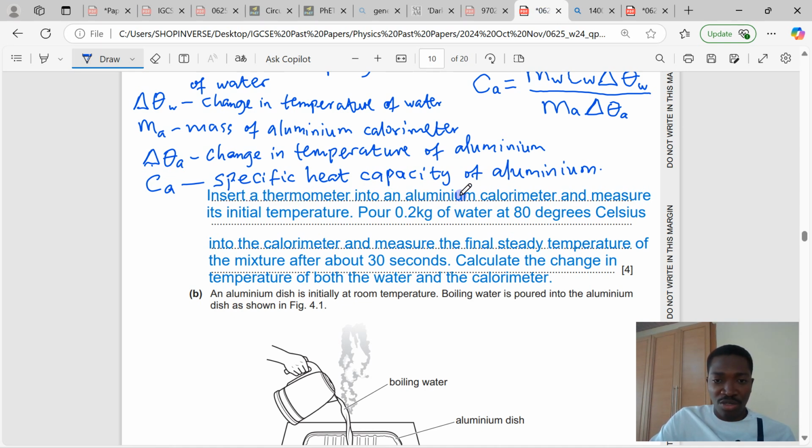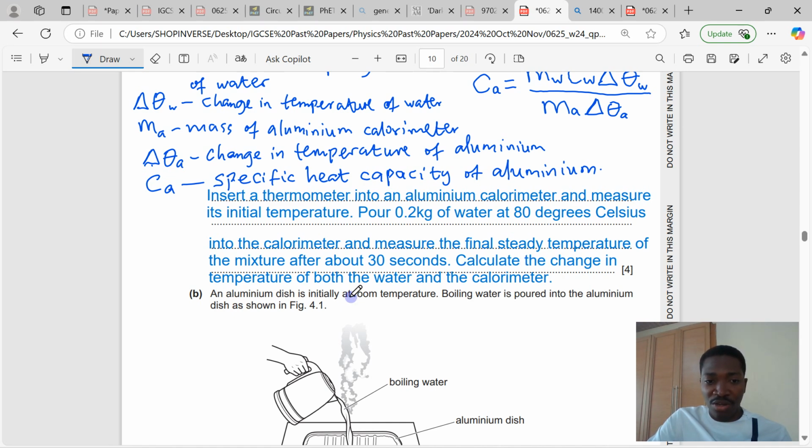So insert thermometer into aluminum calorimeter, measure the initial temperature, then pour. I stated the mass clearly, okay? Mass of water you are pouring, and the initial temperature of the water. Pour it into the calorimeter, okay? Then measure the final steady temperature of the mixture after 30 seconds. Since aluminum is an excellent conductor of heat, it should have received all the heat energy it needs to receive within 30 seconds. So both aluminum calorimeter and the water would attain a steady final temperature.